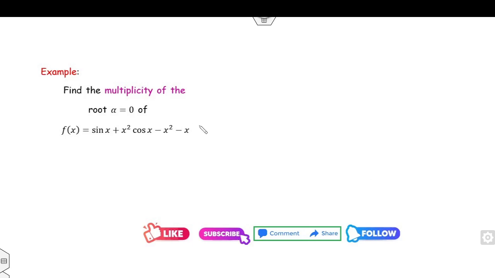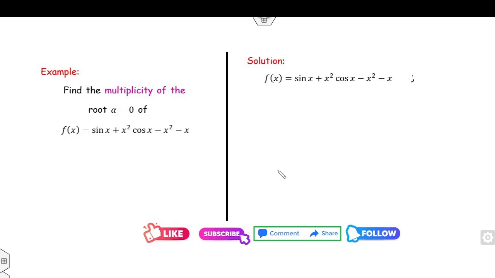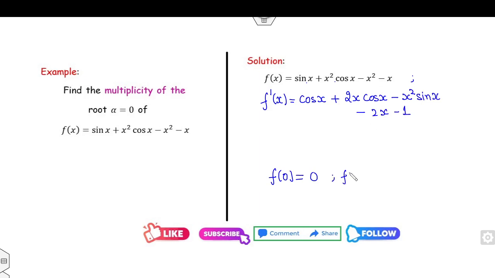Examine the multiplicity of this function at the point 0. Again, we will check firstly what is the value of f(0). Sin 0 is 0, this is 0, so 0. Then we can find f'. Can you find the value of f'? It is cos x plus 2x cos x minus x square sin x minus 2x minus 1. Then what is the value of f'(0)? Cos 0 is 1, this is 0, sin 0 is 0, and minus 1, which is 0.